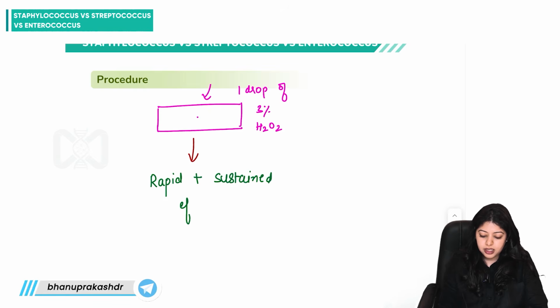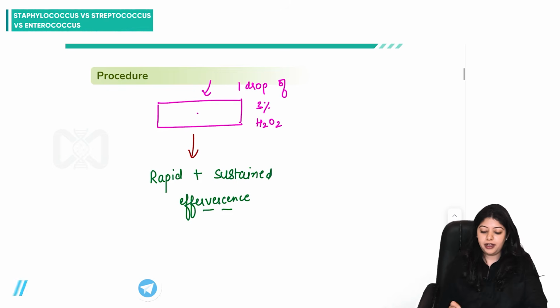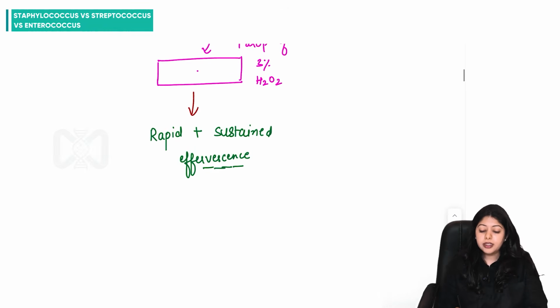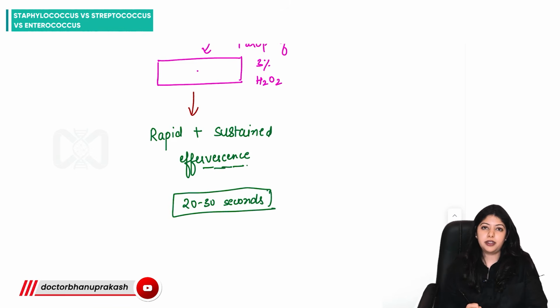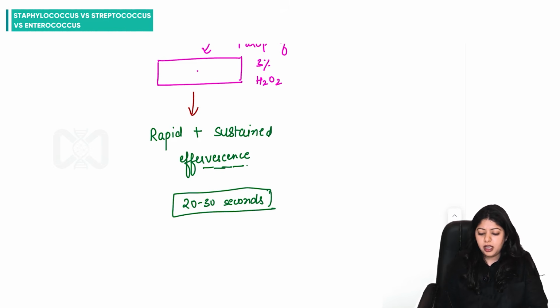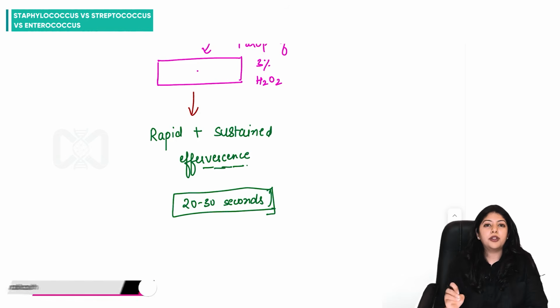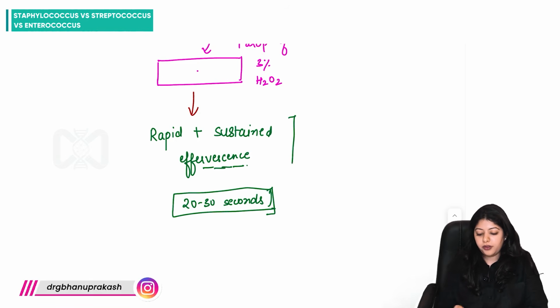What is effervescence? It is bubbling. In most cases, bubbling occurs immediately, right? So in order to consider this as a negative test, we will only wait for 20 to 30 seconds. If bubbling occurs late, it is going to be a negative test, right? It usually occurs between 6 to 10 seconds. So we are going to give it a positive test of rapid and sustained effervescence.